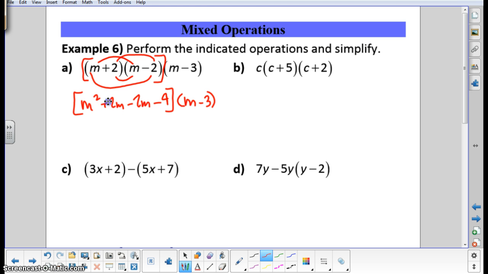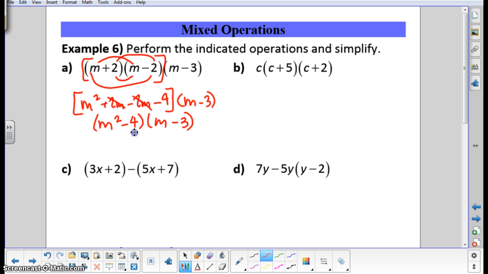So what's going to happen here? You have a plus 2m and a minus 2m, and those guys are going to cancel out. M squared minus 4 times m minus 3. This is kind of an interesting thing, and you'll encounter this again sometime in the future, where you have a variable plus a number times a variable minus a number, and that's going to collapse into a binomial.